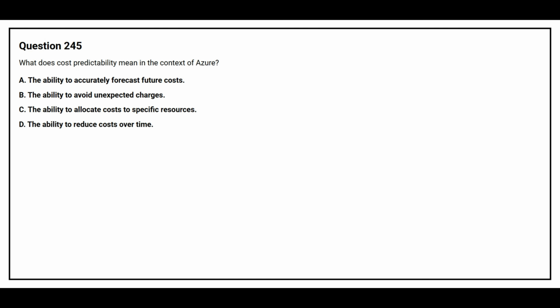Question number 245. What does predictability mean in the context of Azure? Option A, the ability to accurately forecast future cost. Option B, the ability to avoid unexpected charges. Option C, the ability to allocate cost to specific resources. Option D, the ability to reduce cost over time. The correct answer is option A, the ability to accurately forecast future cost.